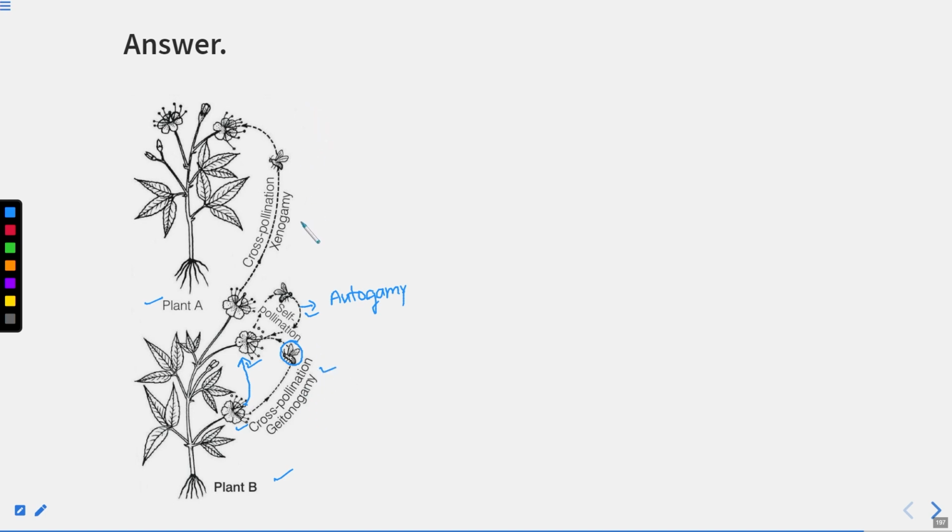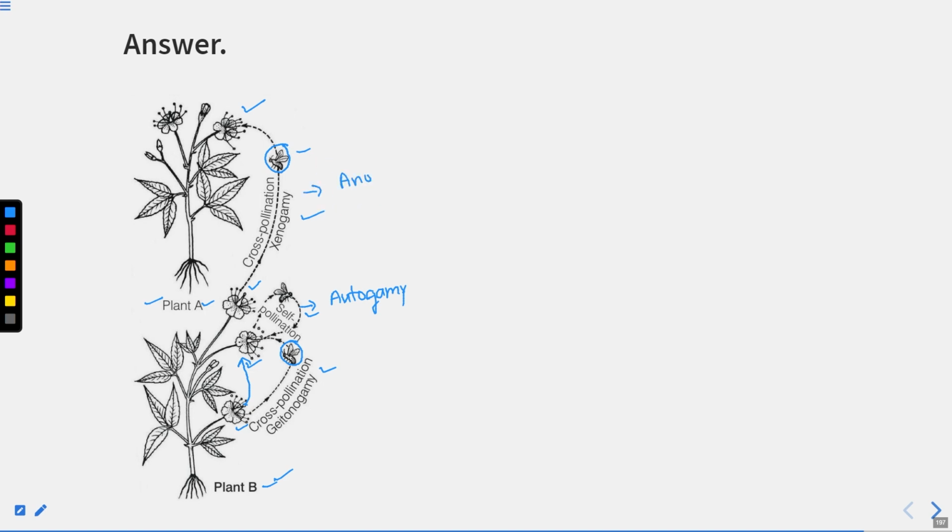And then let's talk about xenogamy. So in xenogamy, what happens? Two plants are involved, plant A and plant B. Here is what is happening. The pollens from this flower are getting transferred to the stigma of another flower present on another plant. And here is a pollinating agent. Suppose it's an insect or honeybee. All right. So this is known as xenogamy, where another plant is involved.